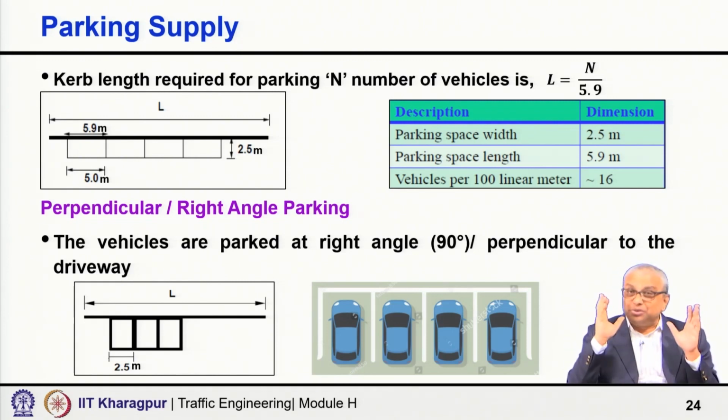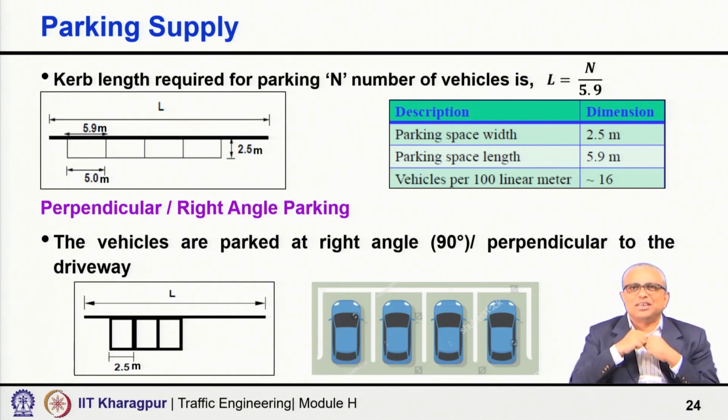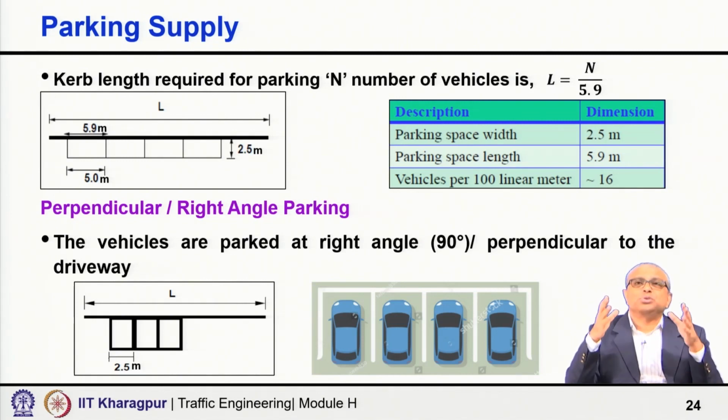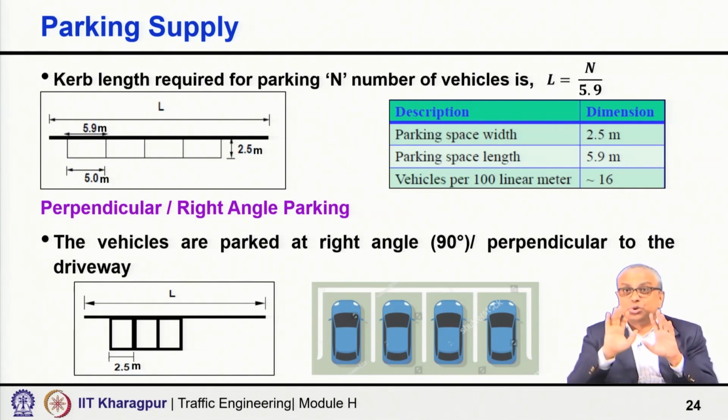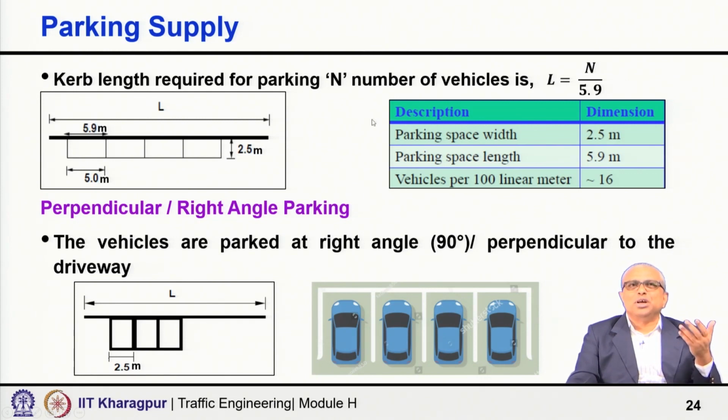But local context also matters, because we have a serious shortfall. So, whatever we can accept without compromising safety, we should be able to accommodate, but it should not be unrealistic. Justification is very important. Then if you go to perpendicular, then as you say, if you are using parallel parking, then the length L equals n times 5.9, right. So, approximately in 100 linear meter you can accommodate maybe 16 vehicles.